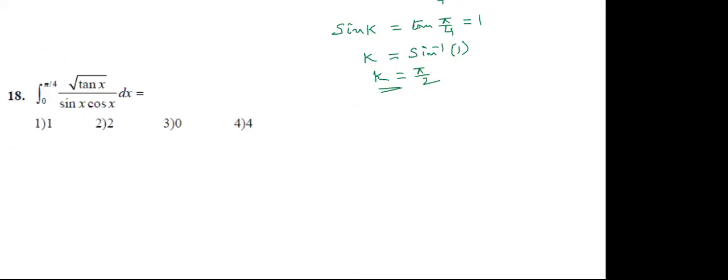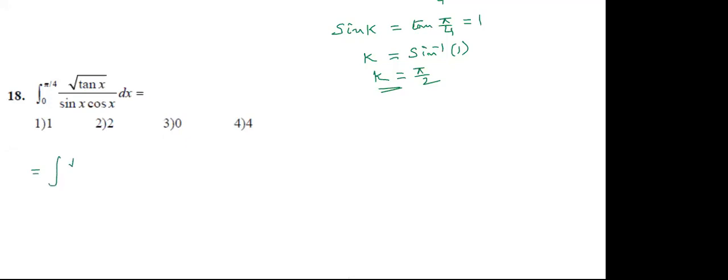So observe this, integration 0 to pi by 4 root tan x divided by sin x cos x. You do one thing, numerator and denominator multiply with secant square x. Then what happens? See the calculation.